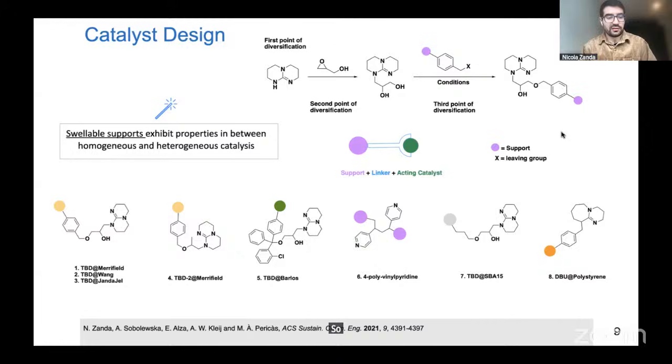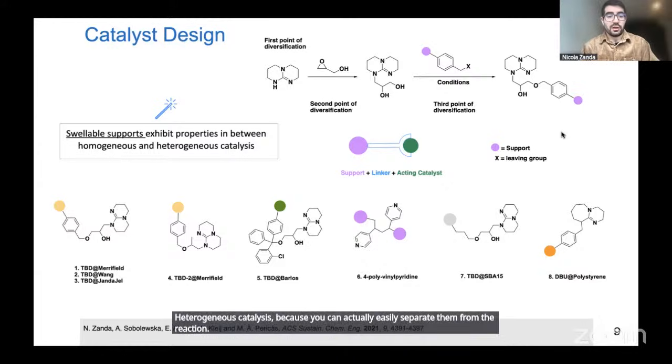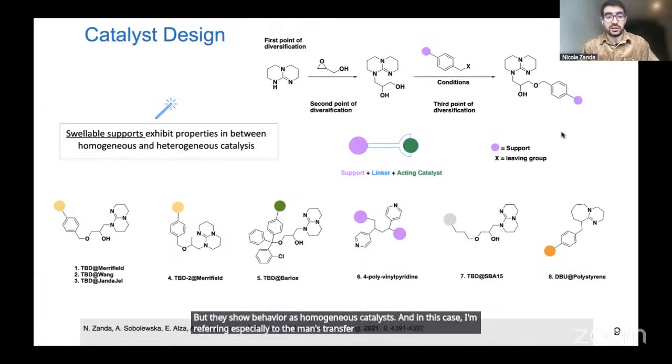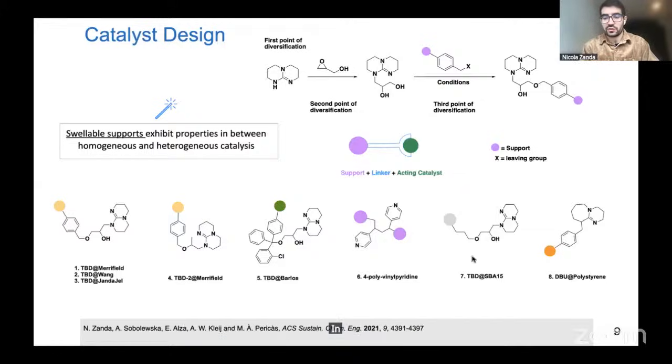So they still have the advantages of heterogeneous catalysis because you can actually easily separate them from the reaction. But they show behavior as homogeneous catalysts. And in this case, I'm referring especially to the mass transfer, which is not that concerning in the case of this type of catalyst in comparison with heterogeneous catalysts such as supports like mesoporous silica.